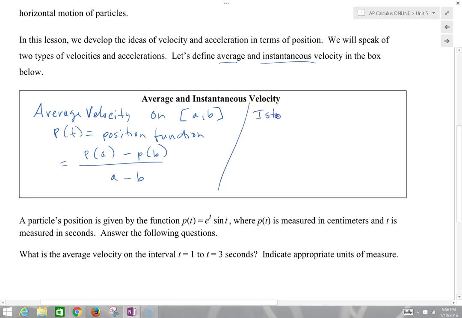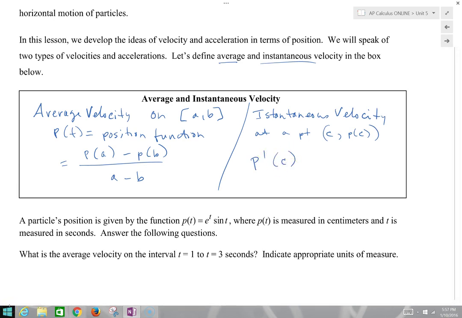Instantaneous velocity at a point c, p of c, is going to be the derivative, so p prime of c. So let's see an example.